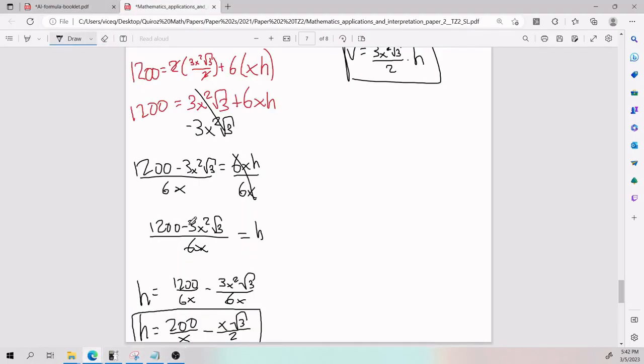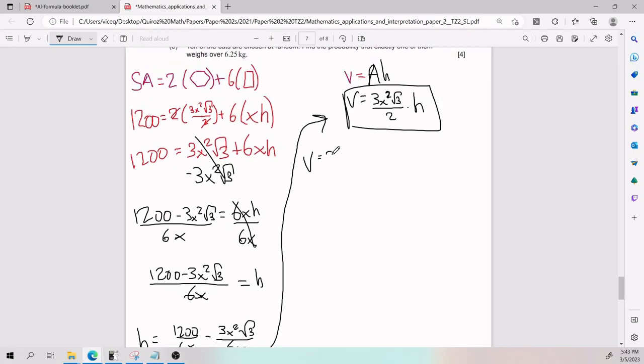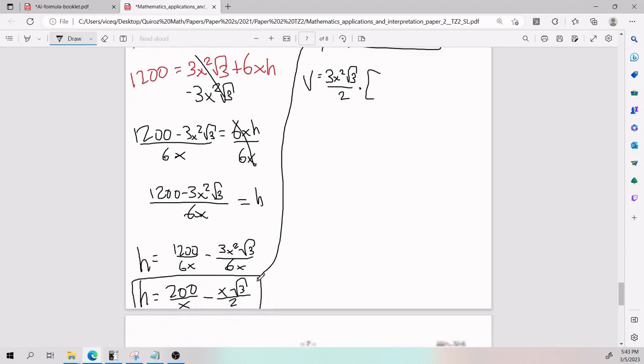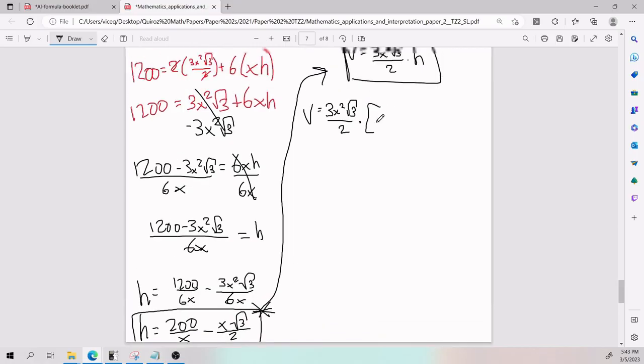Alright, so as I said, now that we have the height, we're gonna go ahead and plug it into the volume. So volume equals, well, the same thing I had before, 3x squared times square root of 3 divided by 2 times h. So all of what I'm plugging in now is h, this guy here, see? It's going to be 200 divided by x minus x square root of 3 divided by 2. All right, so that right there is h.